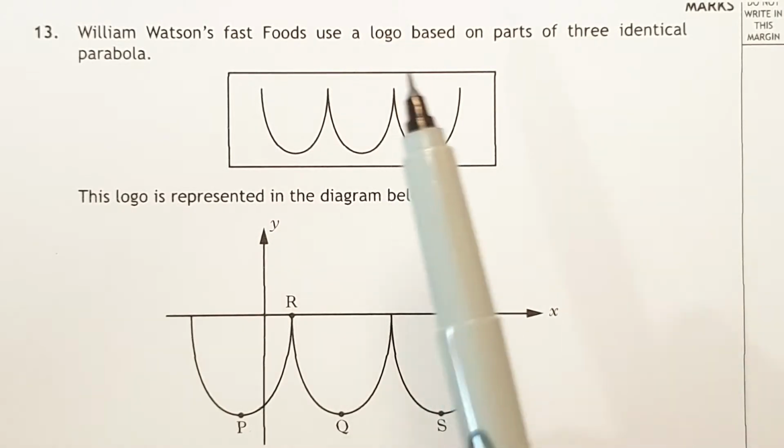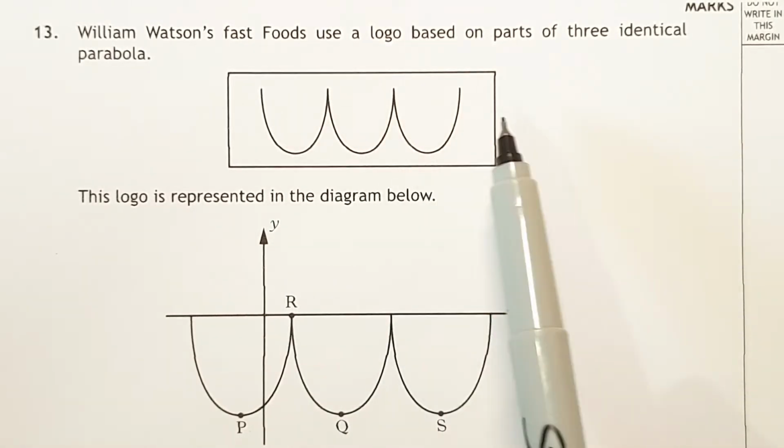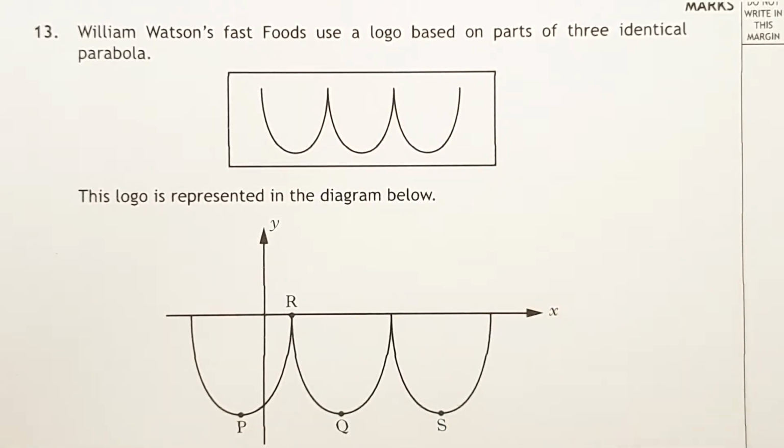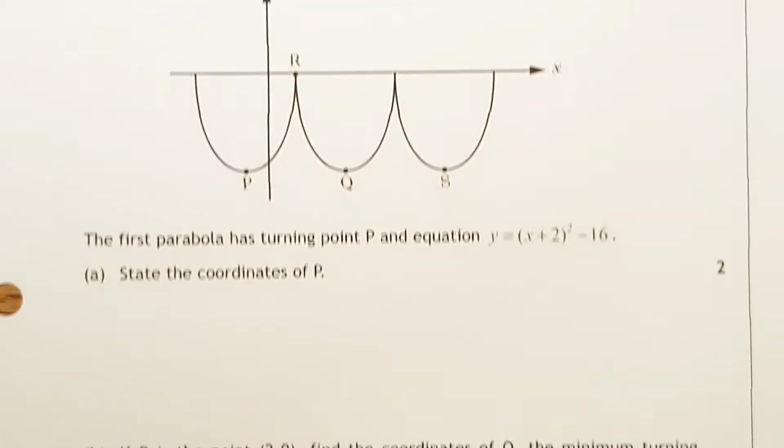Well, it tells us here that this logo has 3 identical parabolas. So we know that this measurement here and this one are all identical. So that means from P to Q and from Q to S is all the same measurement. So that's going to be useful to us.